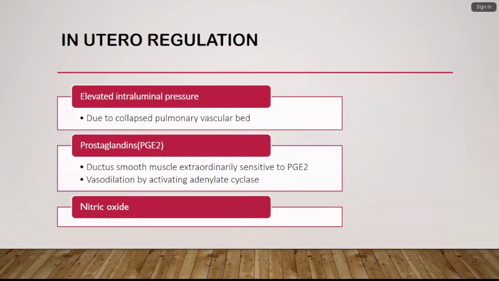Now, there are some factors that regulate the opening of the ductus arteriosus in utero. That is elevated intraluminal pressure due to the collapsed pulmonary vascular bed. Second is prostaglandin PGE2, as the ductus smooth muscle is extraordinarily sensitive to PGE2, causing vasodilation by activating adenylate cyclase. And the third is nitric oxide.